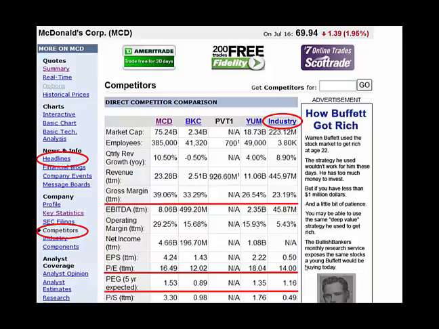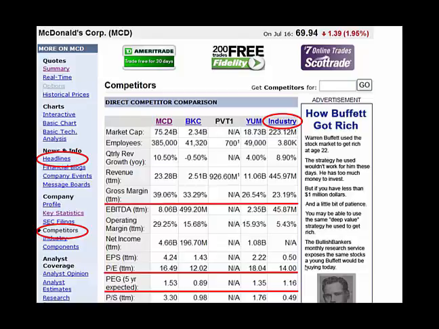So if we were to click onto BKC and find out more information, it would tell us that this company includes Burger King. So Burger King, it's only $12.02 to buy $1 of earnings. McDonald's, $16.49. So McDonald's is more overvalued than Burger King for the price earnings. So it costs more to buy $1 of earnings.